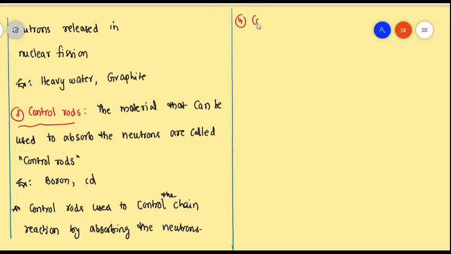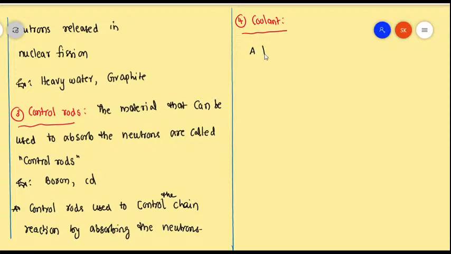Coolant means, actually in fission what happens? A large amount of energy is released. A large amount of heat is developed in the nuclear reactor due to the chain reaction. That heat can be removed by using a suitable coolant.